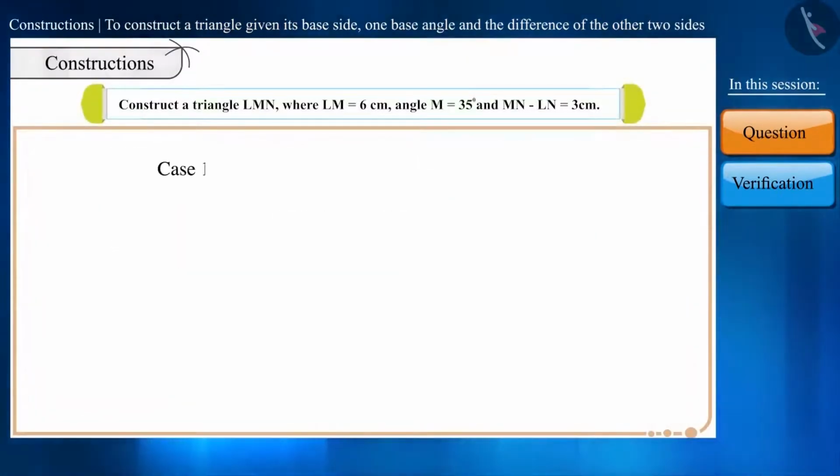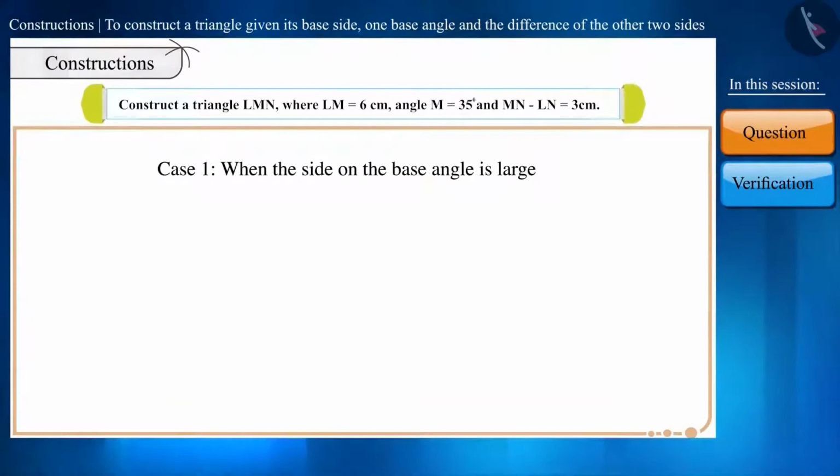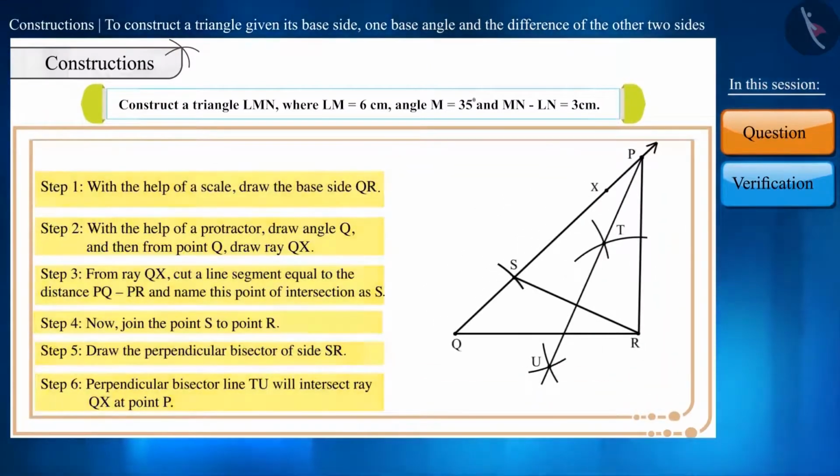Case 1 says that the side on the base angle should be greater than the other side. In this question, the measure of MN minus LN is given to be 3 centimeters. By looking at this, we know that side MN is greater than side LN. In side MN, M is present, which means MN is a side formed on angle M. Therefore, the side on the given base angle is greater than the other side. So, we will do the construction of this triangle according to the steps of Case 1.